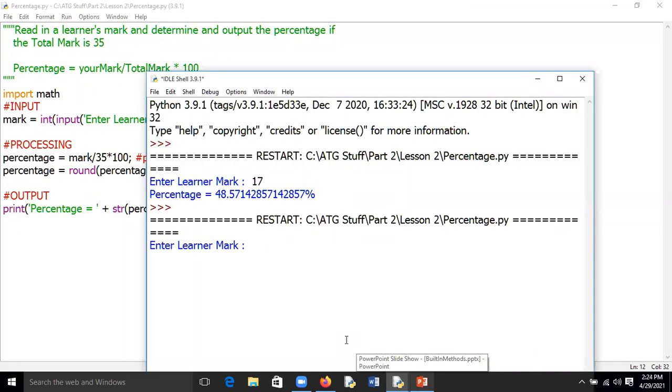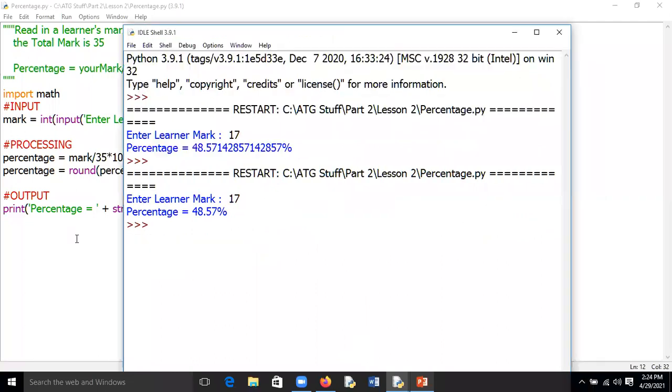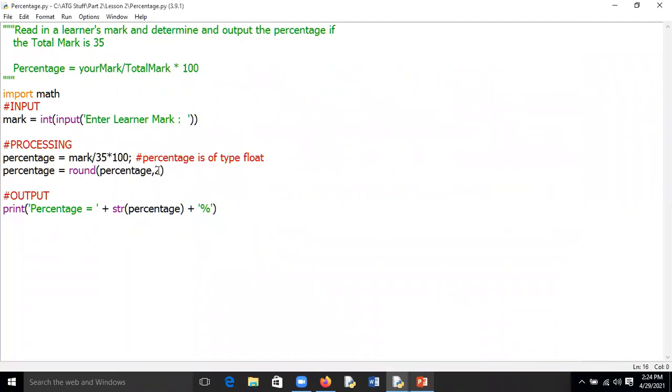Right, so I'm going to enter 17 again so we can see the difference. And there we go, 48.57%. Now, once more, remember we can either have the number of decimal places, and if I take that out, it's going to round it off to the nearest whole number.